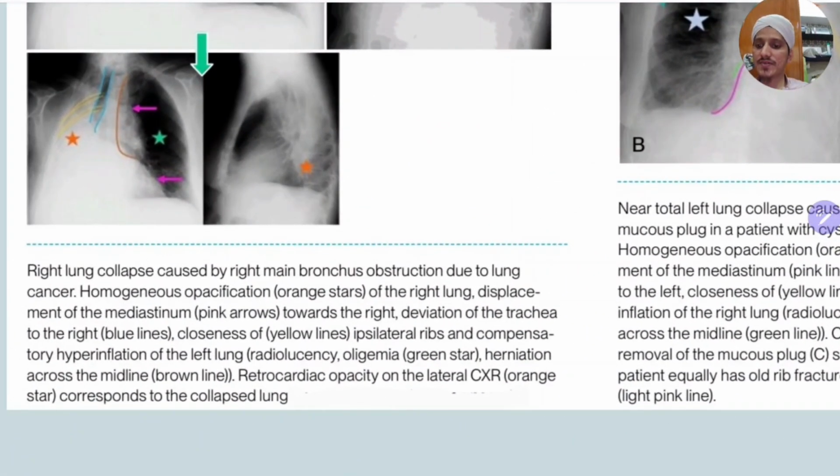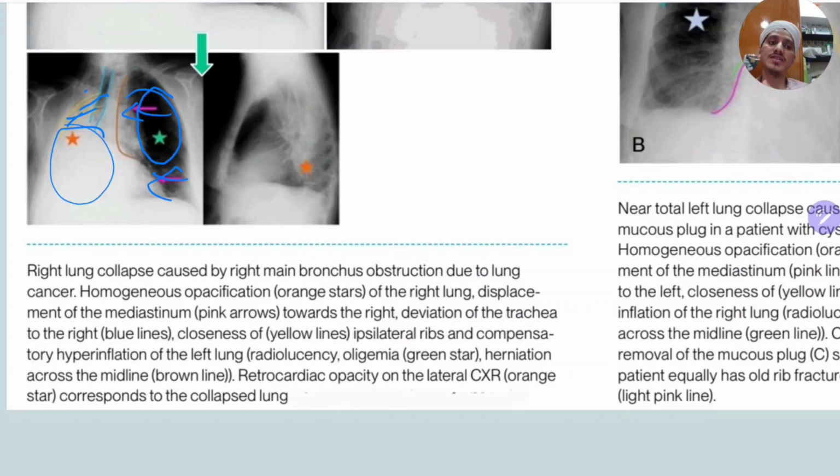Right lung collapse caused by right main bronchus obstruction due to lung cancer. Oh, it is a patient of lung cancer. Homogeneous opacification, orange stars, of the right lung. Displacement of the mediastinum, pink arrows, towards the right. So yes, there is deviation of the trachea. Closeness of the ipsilateral ribs. We are not able to make out ribs only. And compensatory hyperinflation we are able to make out of the left lung. And oligemia.